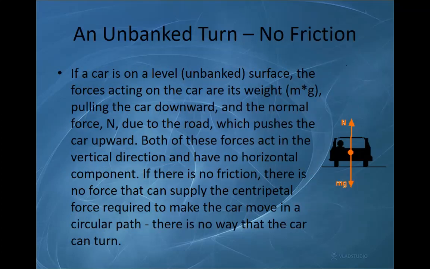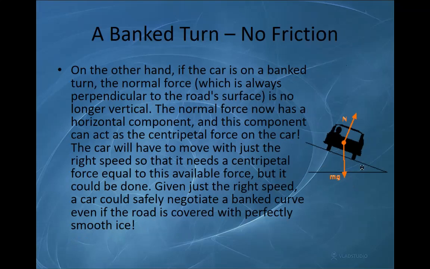So what have we figured out here? The normal force, which is perpendicular to the ground, and the weight, which is your mass times gravity, cancel each other out. So again, there is no vertical component. Okay. If there is no friction, there is no force to supply the centripetal force, and the car can't turn unless we have a banked turn.